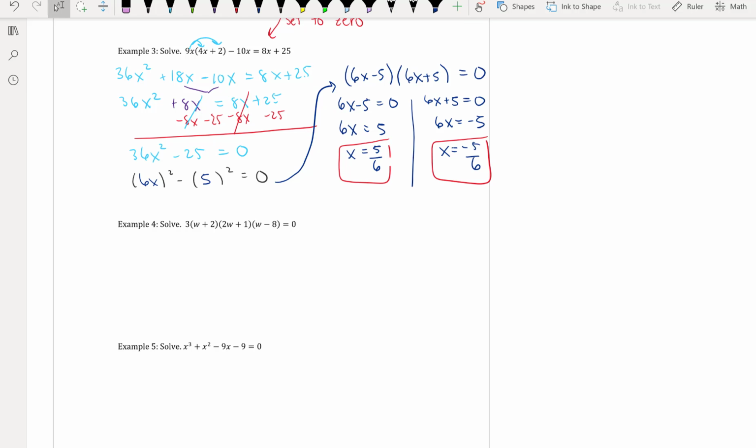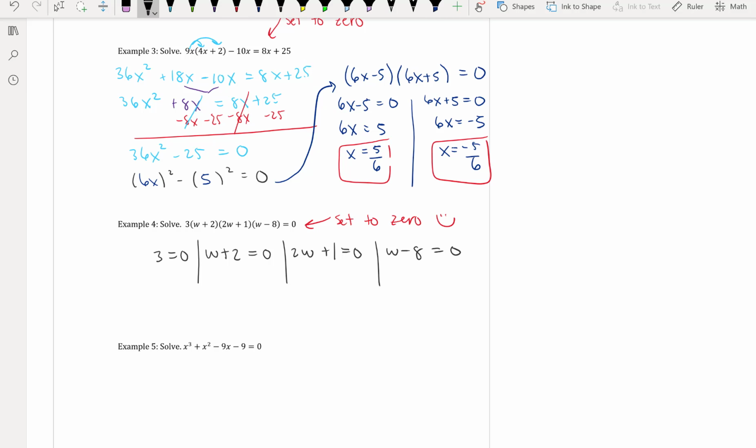For example number 4, what's really nice about that is it's already set to 0. So there's not a whole lot of work I need to do. That means I'm going to set each parentheses equal to 0. So 3 is equal to 0. w plus 2 is equal to 0. 2w plus 1 is equal to 0. And w minus 8 is equal to 0. So I just wanted to write everything down first.